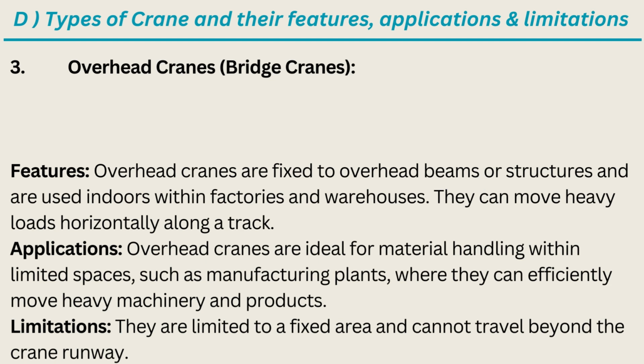3. Overhead cranes, bridge cranes. Features: overhead cranes are fixed to overhead beams or structures and are used indoors within factories and warehouses. They can move heavy loads horizontally along a track. Applications: overhead cranes are ideal for material handling within limited spaces, such as manufacturing plants, where they can efficiently move heavy machinery and products. Limitations: they are limited to a fixed area and cannot travel beyond the crane runway.